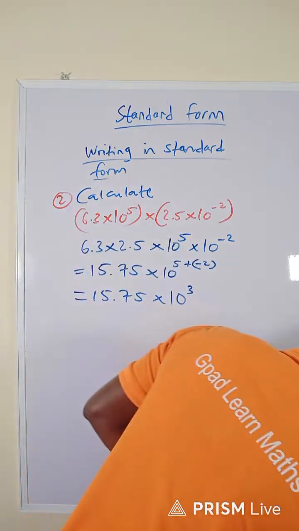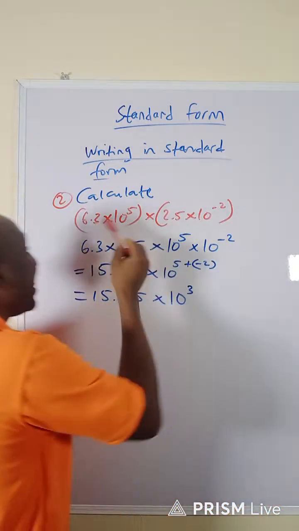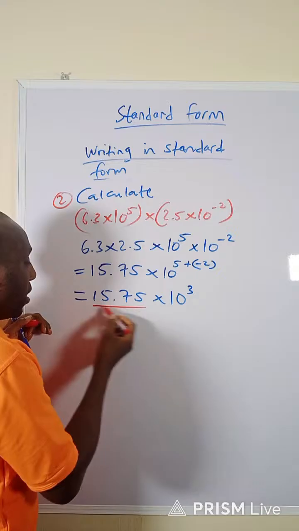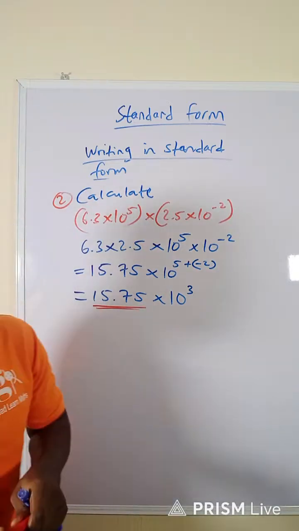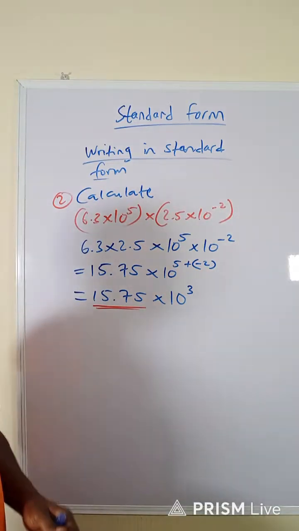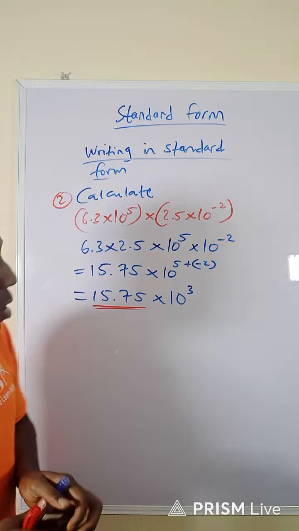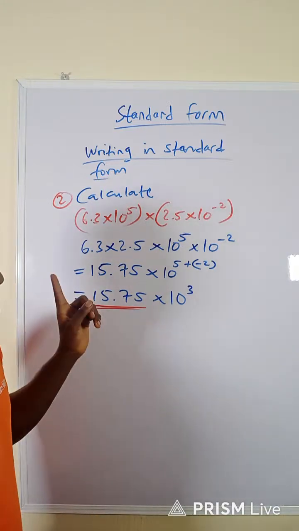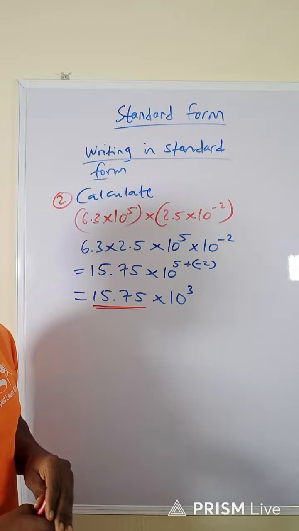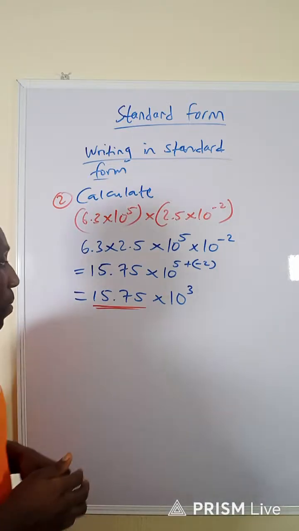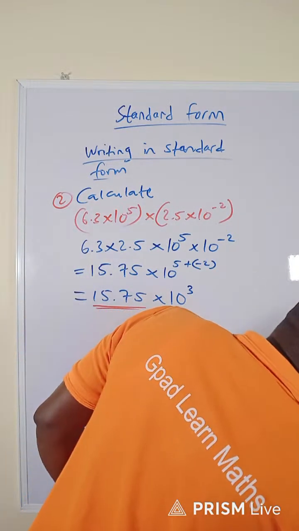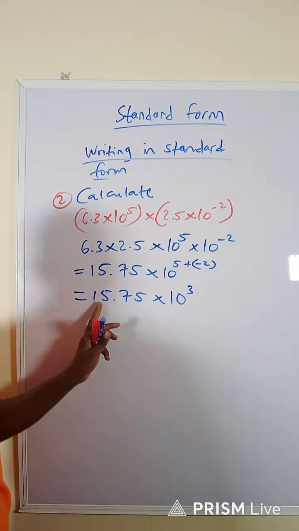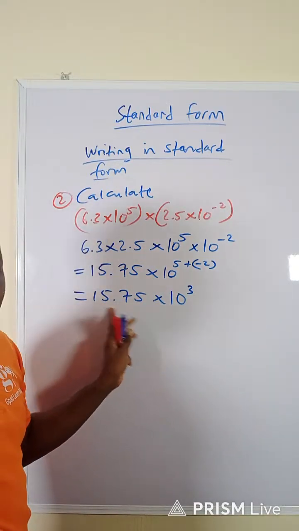We have done a great job, but are we done, guys? Have we been able to write this in standard form? Because we want to write it in standard form. Please check this. Does it agree with the standard form? No, it does not. Why? Because it is more than 10. This is 15.75, and it has to be between 1 and 10. There are different things you can do. I can just rewrite this in standard form again.